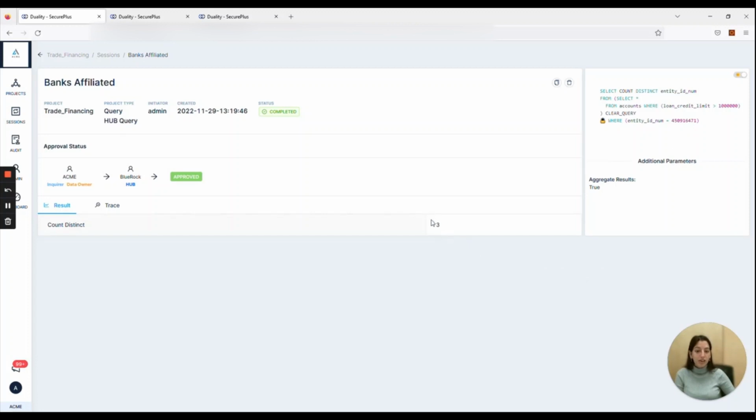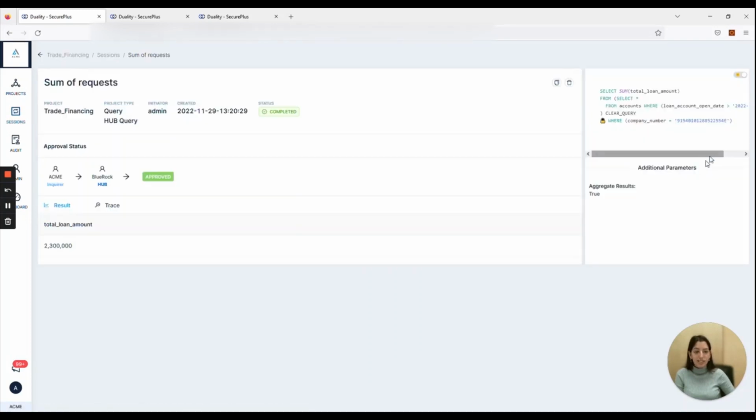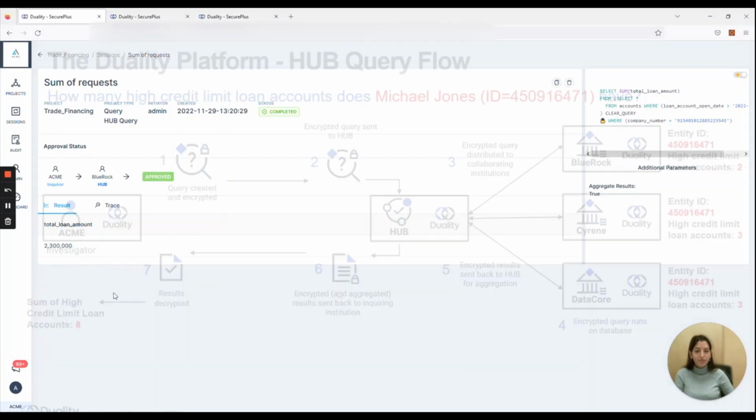And once we know that, we can take a look at the sum of requests that Michael Jones has requested for his loan. So the sum of all the loans that Michael Jones has requested from all of the financial institutions in this collaboration is $2,300,000. By collaborating with these financial institutions and sharing this data while still remaining private and encrypted, we can gain additional insight, and this way we can solve duplicate trade financing fraud.